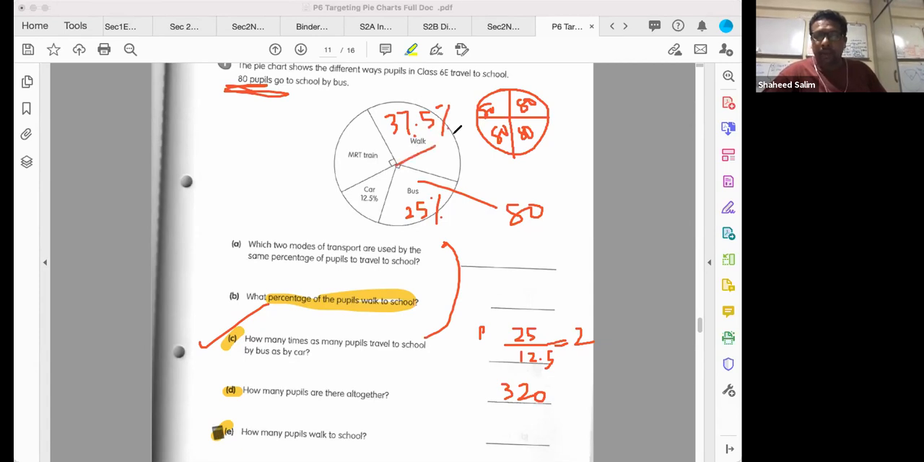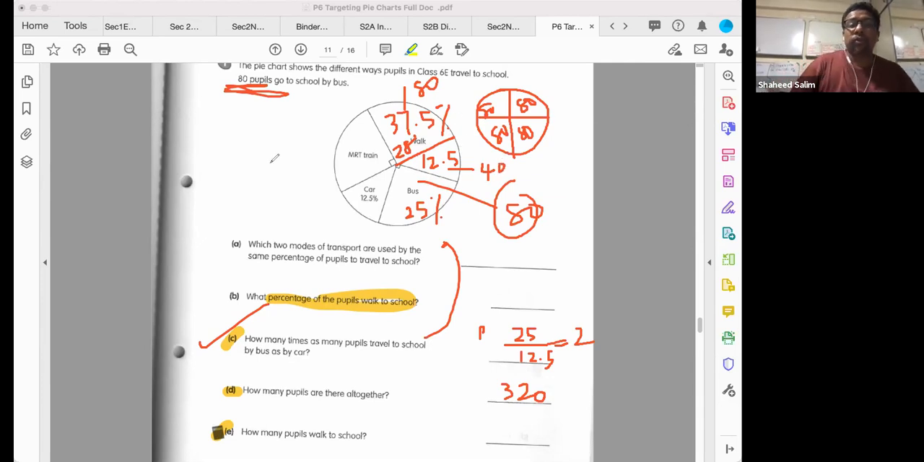See, I can divide this into what? 25 and 12.5. 25% we already know what is 80. So down here is 80. This one half of 80. Yes, 40. 80, 40, 120.